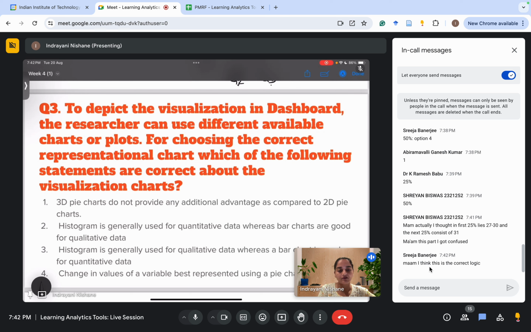If we have some misconceptions, then we try to correct our model. Yeah. So I'm getting an answer from both of them that, ma'am, actually I thought first 25%. Oh, no, no, no, no. So that's not true.